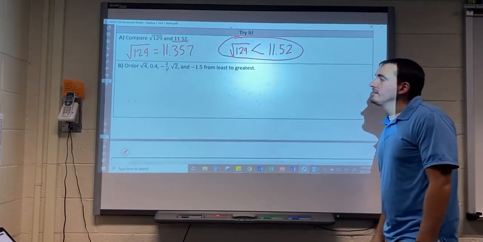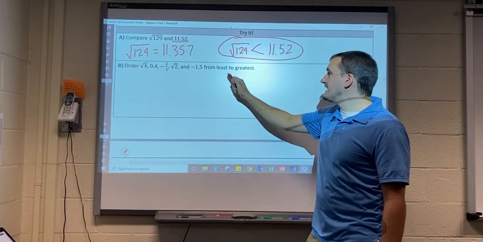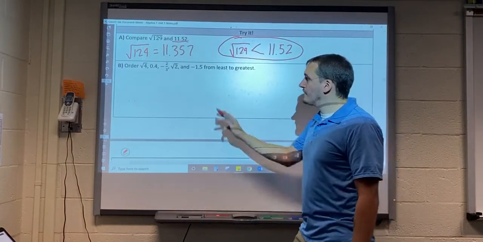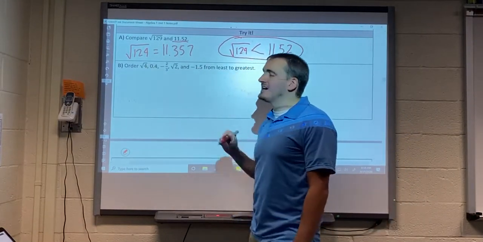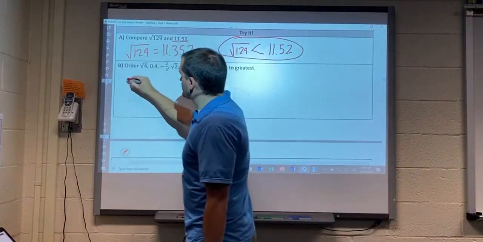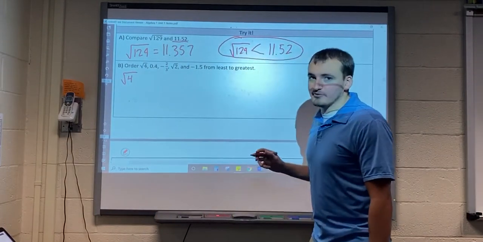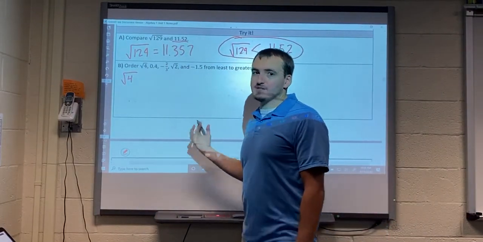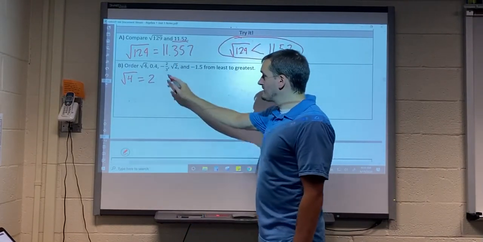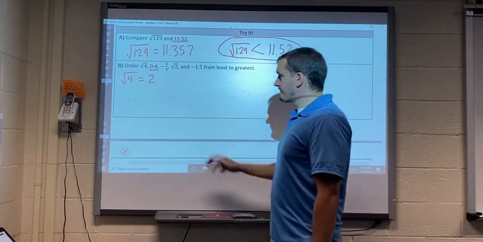Letter B, it says order these values from least to greatest, so smallest to largest. So again, I want to take anything that is not a decimal and change it to a decimal. So square root of 4, you will notice 4 is one of our perfect squares. What times itself gives us 4? Well, 2 does. 0.4 is already in decimal form.